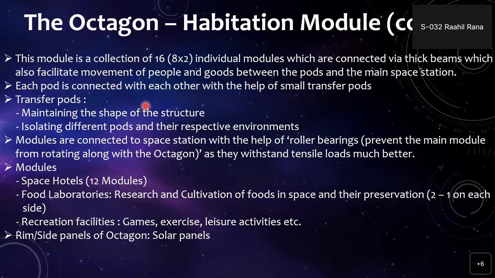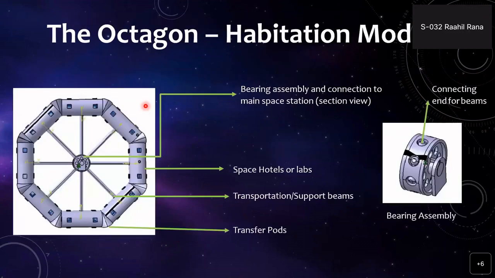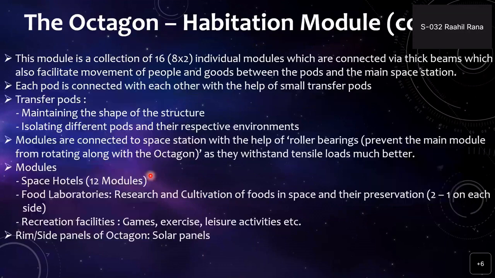One of the most important designs of the octagon is the rim or the side panels. These are designed to embed solar panels. Along with the solar panels at the power modules, they will ensure a 360 degree view of the panels facing the sun, which will ensure maximum energy conversion, and hence there won't be a problem with electricity on board.